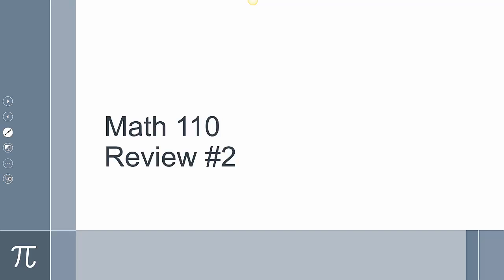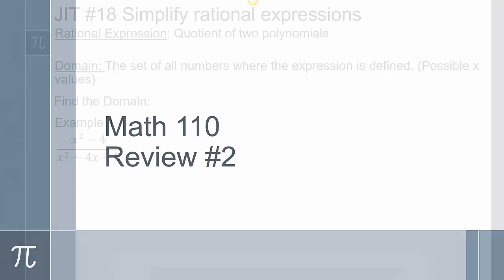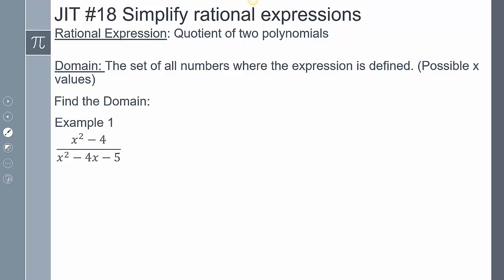Math 110, this is going to be review number 2. So we're going to start with just-in-time number 18, and this is simplifying rational expressions. Now there's a few elements that we have to examine when we're simplifying rational expressions.